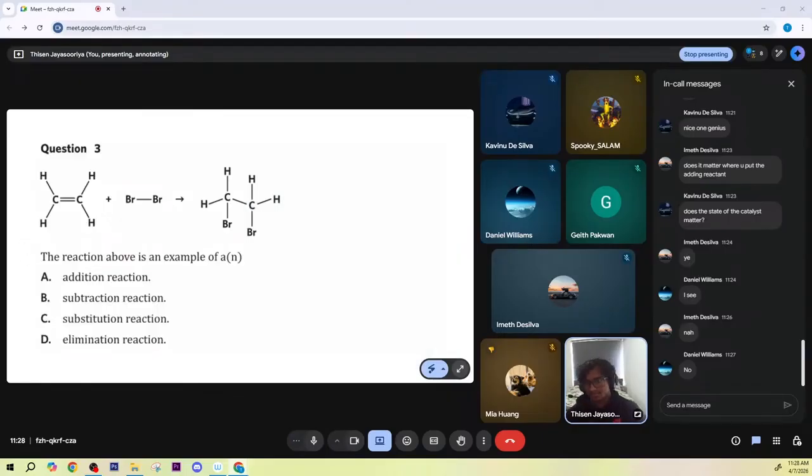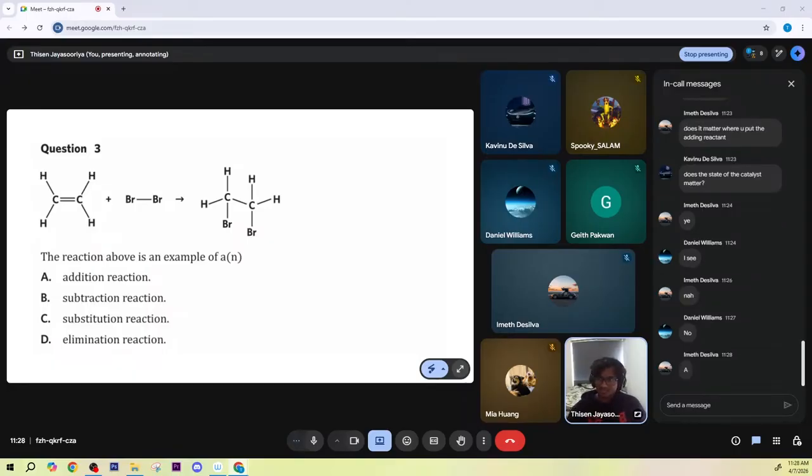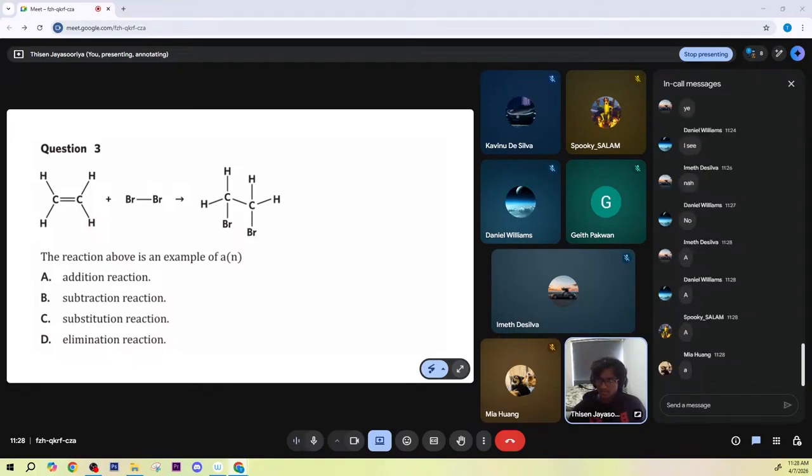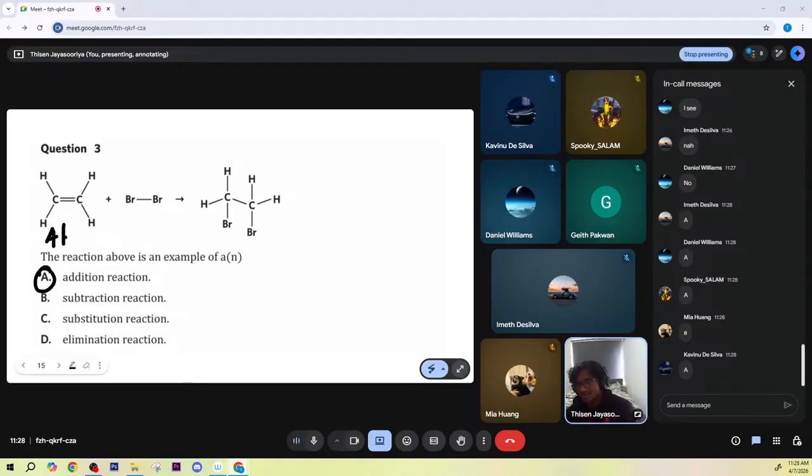Perfect. So here, the reaction above is an example of N. Is it an addition, subtraction, substitution, elimination? Which one of these does everyone think this is? What do you guys think it is? We got a couple of people saying A. Yes, the answer here is A. This is an alkene.